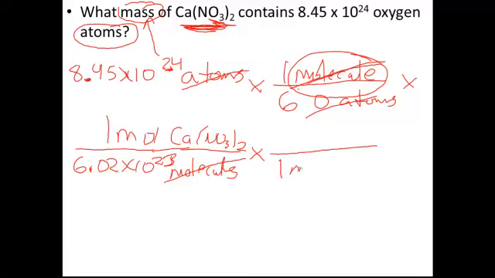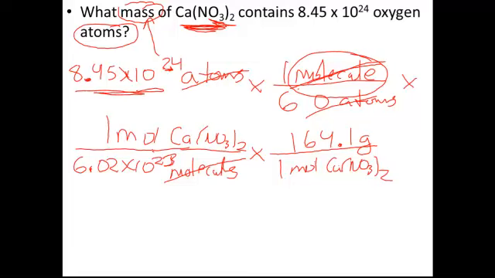So I know that in 1 mole of Ca(NO3)2, now I need to go to the periodic table and figure out the mass of 1 mole of calcium nitrate. Calcium is 40.1 plus 28 for 2 nitrogens plus 96 for 6 oxygens gives me a mass of 164.1 grams. And so now for my last step, I just simply have to do the math.